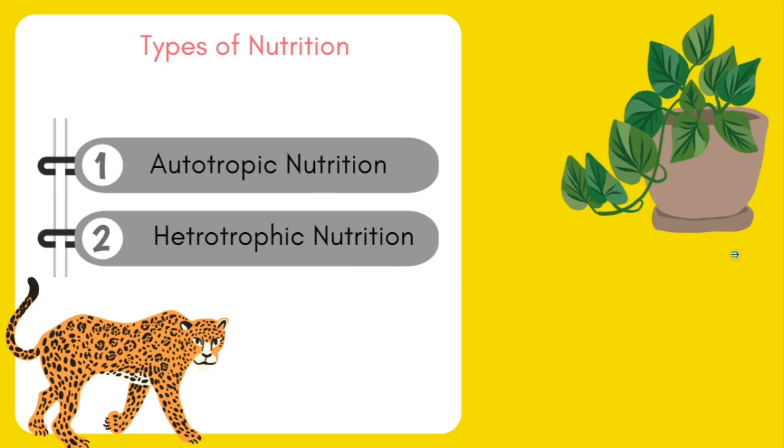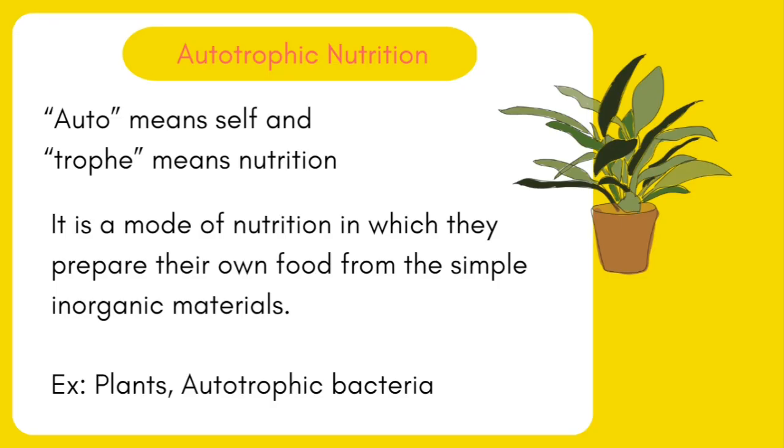Let's discuss in detail. As I told you, autotrophic nutrition, where auto means self and troph means nutrition. It is a mode of nutrition in which organisms prepare their own food from simple inorganic material. So, who can prepare their own food? Do we prepare our own food? Are we autotrophs? No, plants are autotrophs because they don't depend on others for their food. Plants can synthesize their own food by the process called photosynthesis. I'll be discussing this in the next video, next series.